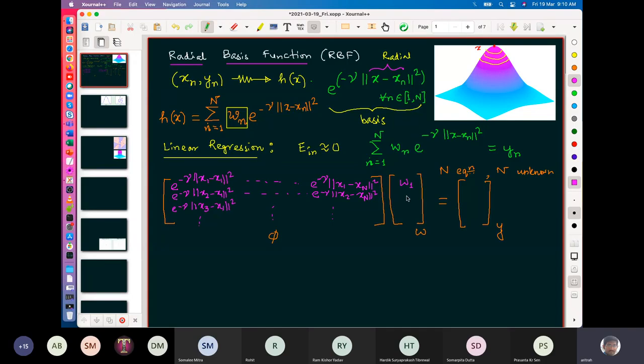Here, as you know, this will be w1 up to wn. Here, this will be y1 up to yn. And absolutely, if this becomes an invertible matrix, you can immediately derive the solution, that my weight will be equal to this inverse times y. It's a one-step solution, and often we call it exact interpolation.